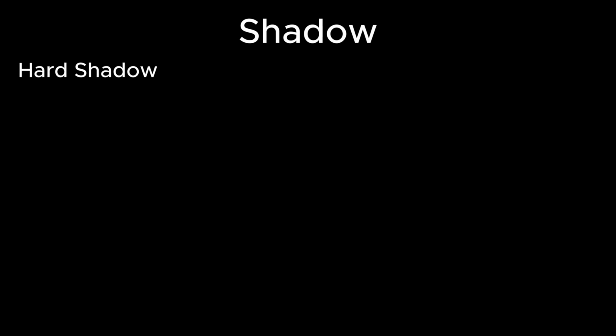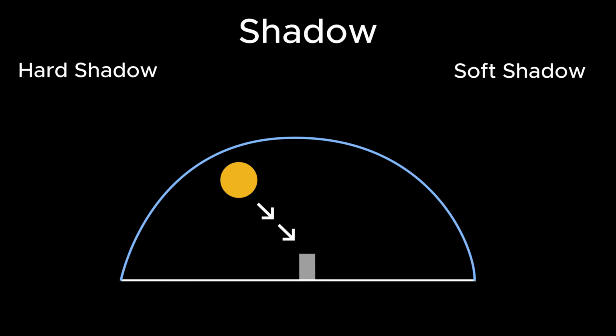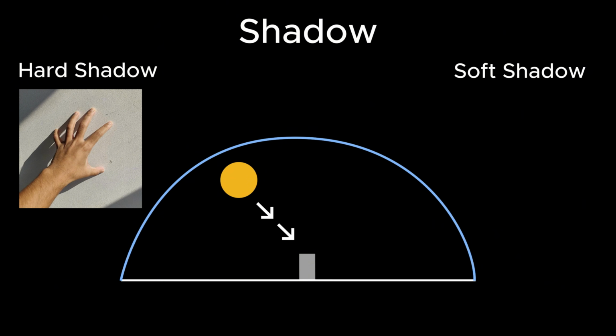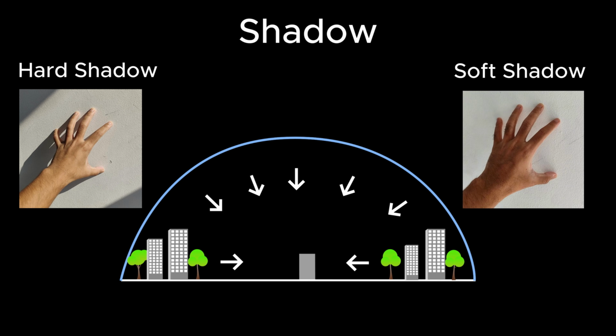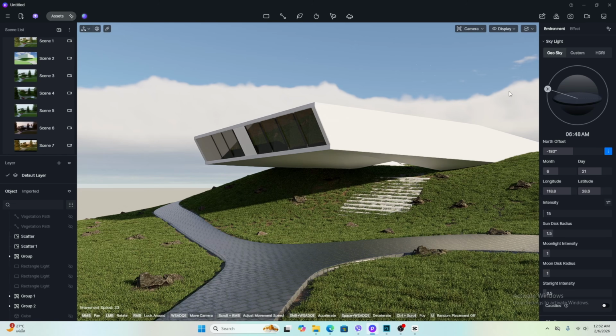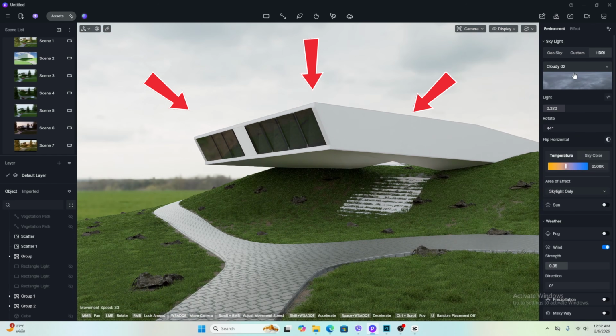There are two types of shadow, hard shadow and soft shadow. Direct lighting produces hard shadows and increases tonal variation. Ambient lighting creates soft shadows and reduces tonal variation. If you want stronger contrast, direct light is a good choice. For a more harmonious lighting result, use a low contrast HDRI.